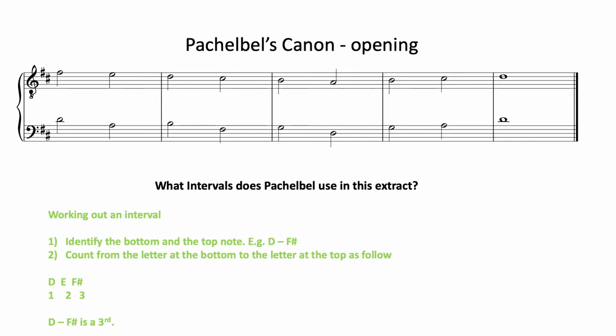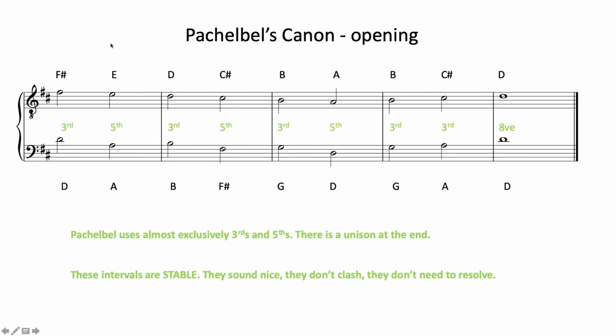So pause the video here and have a go at working out the intervals in this extract. Okay, super. So hopefully you've gotten these answers here. It basically goes third, fifth, third, fifth, third, fifth, third, third, and then octave or unison. So Pachelbel uses almost exclusively thirds and fifths. There's that unison in the end, but the vast majority is just thirds and fifths throughout.